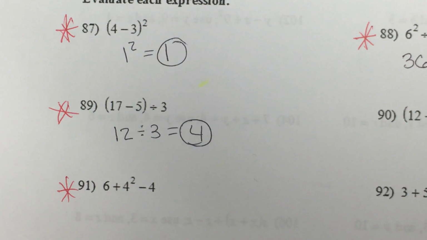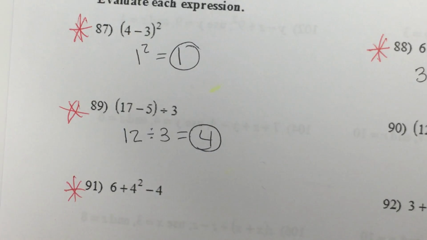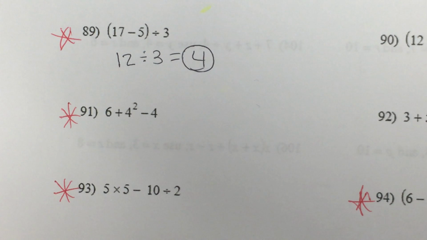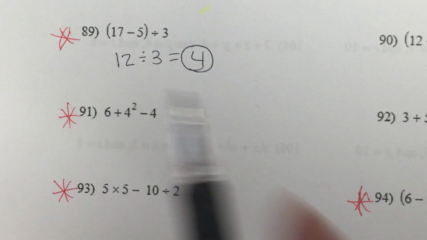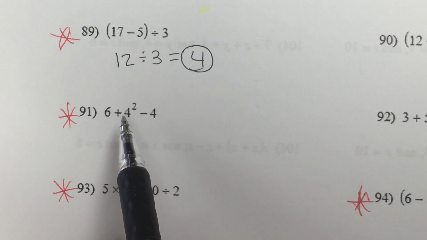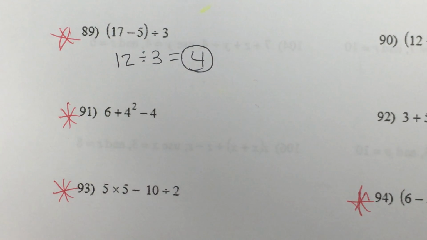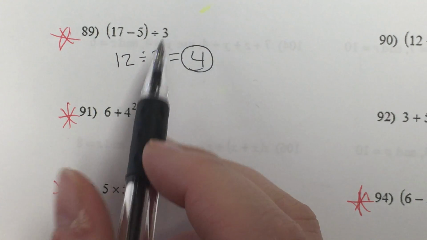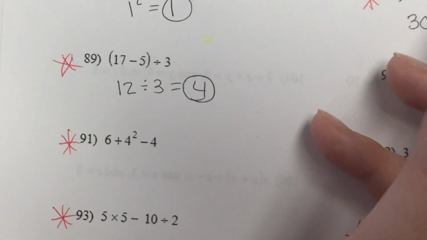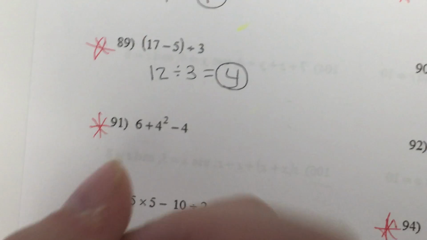Okay. Let's get into a couple more difficult problems that involve more than one or two operations. In 91, we actually have 3 operations listed here. We have addition, an exponent, and subtraction. So we need to go in order of our operations. Exponent comes before addition or subtraction, so let's take care of 4 squared first.